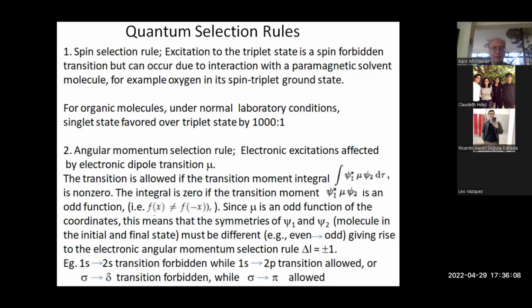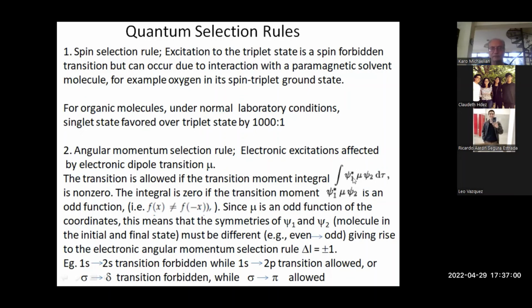And number 2 is the angular momentum selection rule. So electronic excitations are affected by electronic dipole transition, which is mu. Usually we use the symbol mu for the dipole transition. And this transition is allowed if the transition momentum integral, so now we're going to quantum mechanics. Some of you in biology will not understand any of this, and don't worry about it, but for those in physics, you know that this is the imaginary conjugate, the wave function, and this is the electronic dipole transition, and this is the second state, so going from state 1 to state 2.